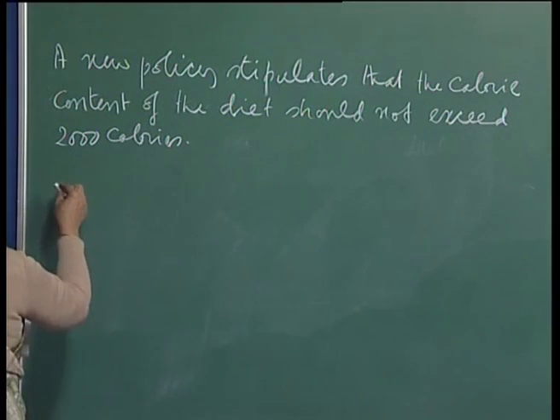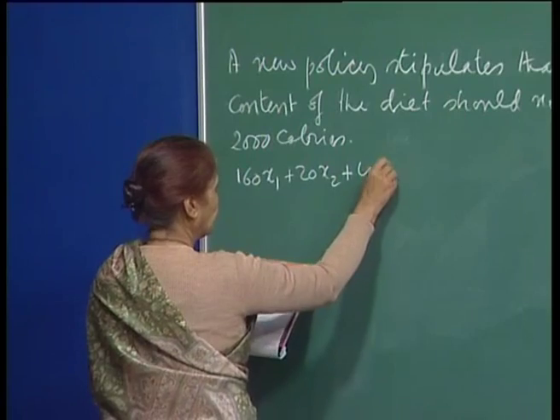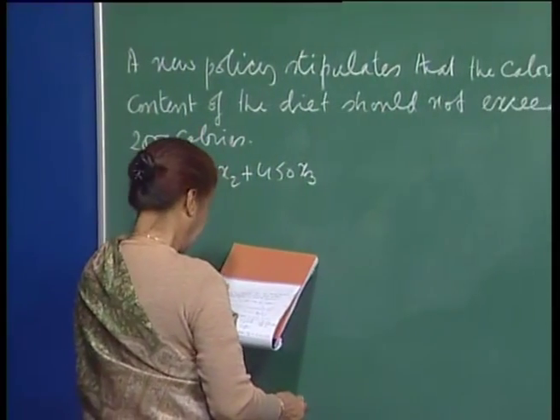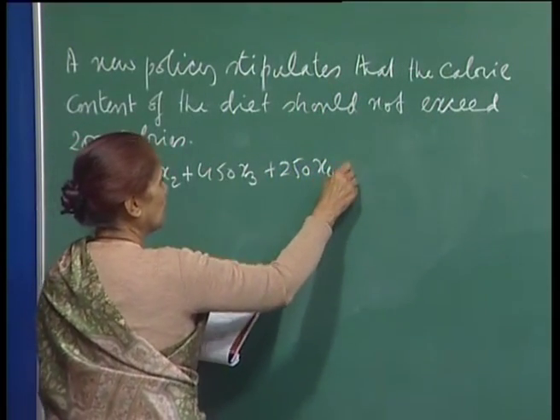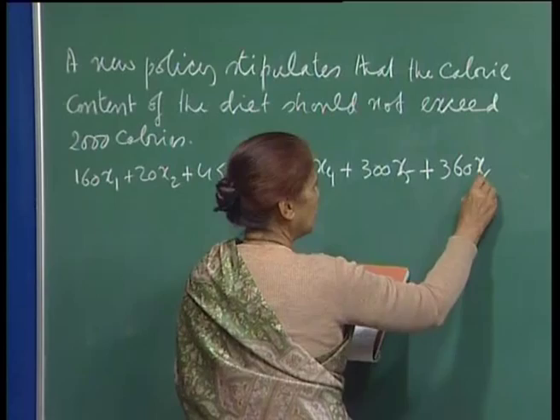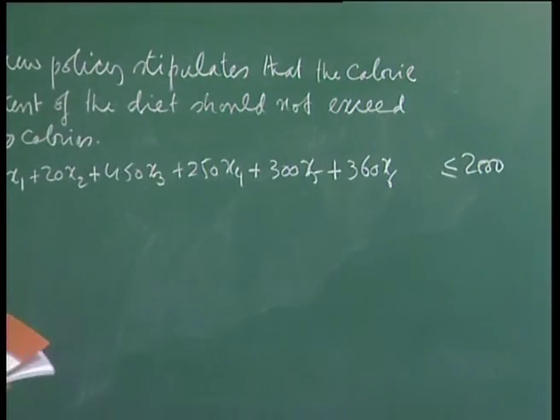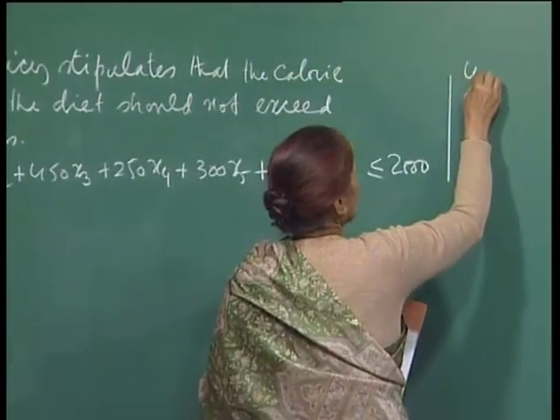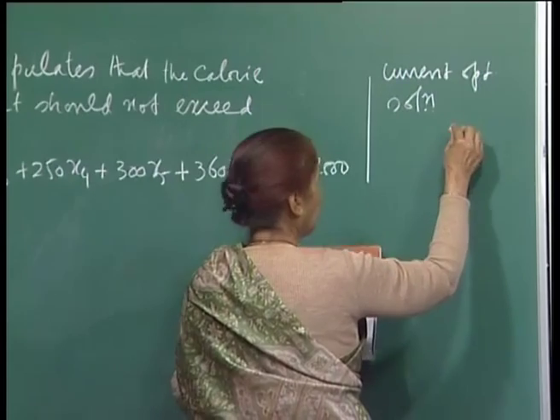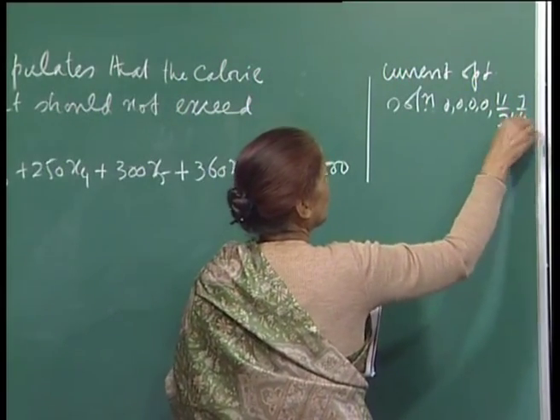Okay, so therefore, this says that 160 x 1 plus 20 x 2 plus 450 x 3. So, these are the numbers which are the calorie contents per unit of the different foods. Plus 250 x 4 plus 300 x 5 plus 360 x 6 should be less than or equal to 2000. And your current primal optimal solution is given as 0, 0, 0, 0, 11 by 2 and 7 by 4, right.